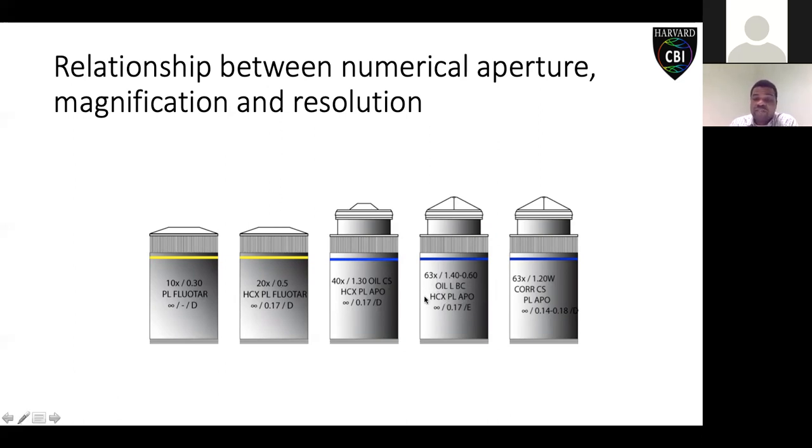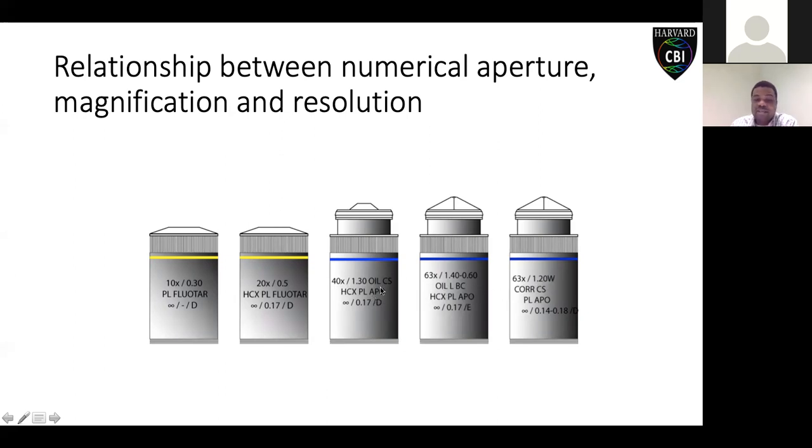However, with time, this is no longer very true. An example is what we have here with a 63x water objective. This 63x water objective has a numerical aperture of 1.2, but the 40x objective here has a numerical aperture of 1.3. Therefore, if you want to discern two different spots, you are more likely to get a better resolution and be able to distinguish between them with a 40x oil versus a 63x 1.2.